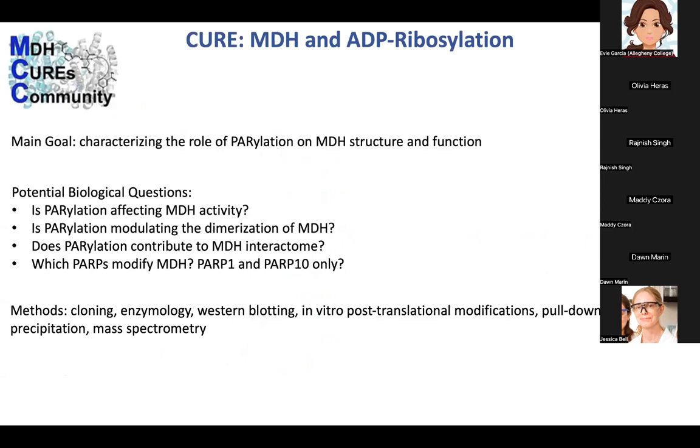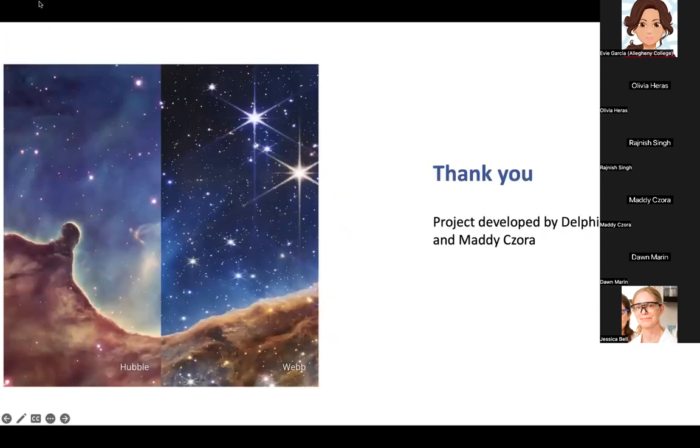So she's really trying to understand in her CURE how the ribosylation of MDH, what it does to structure and function, what's happening to MDH when it's being ribosylated. Could be very different. Could it change the structure of it? Does it change what MDH is interacting with, right? There's a lot of really juicy interacting things here.